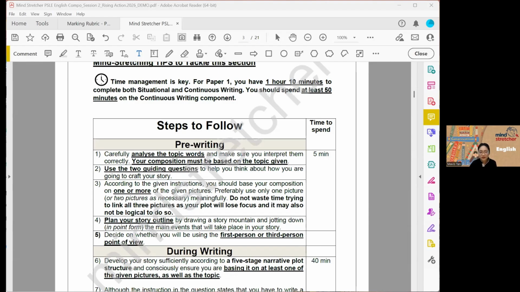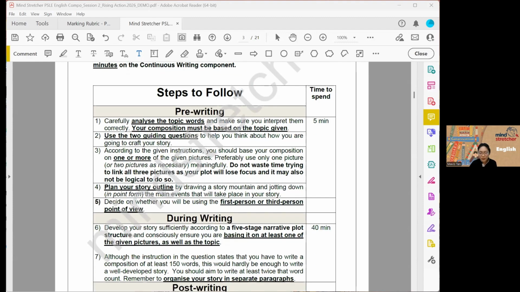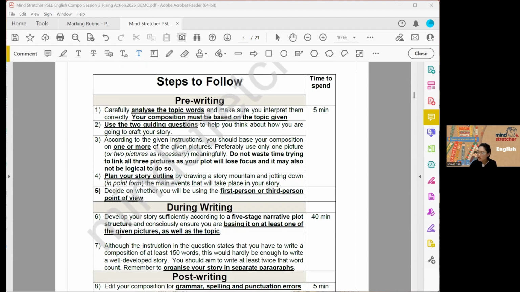So for pre-writing, about 5 minutes. When you are given the topic and you are given the two guiding questions, which will help steer you to make sure you're answering the question. And you have three pictures. Last week, I think we briefly discussed this. There are three pictures. Pick the one. You don't need to merge all of them. Pick the one that you are most familiar with.